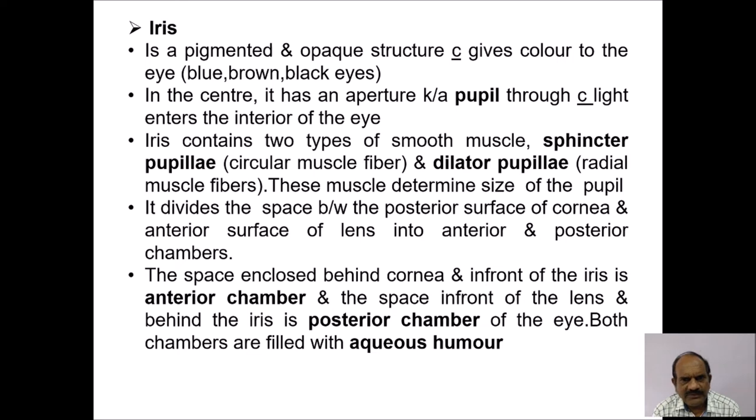It divides the space between the posterior surface of the cornea and the anterior surface of the lens into the anterior and the posterior chambers. The space enclosed behind the cornea and in front of the iris is called the anterior chamber, and the space in front of the lens and behind the iris is called the posterior chamber of the eye. Both chambers are filled with aqueous humor.